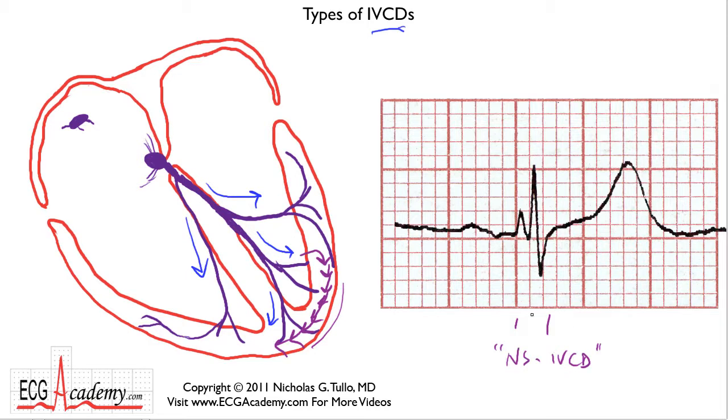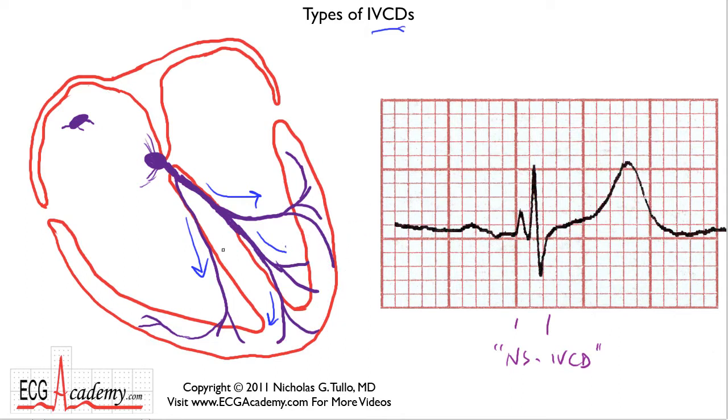We frequently see that as a diagnosis on 12-lead ECGs. In fact, there's going to be a whole section on IVCDs and bundle branch blocks in the intermediate section for those of you who want to be able to recognize this on a 12-lead. But let's see what happens if a larger branch gets affected.